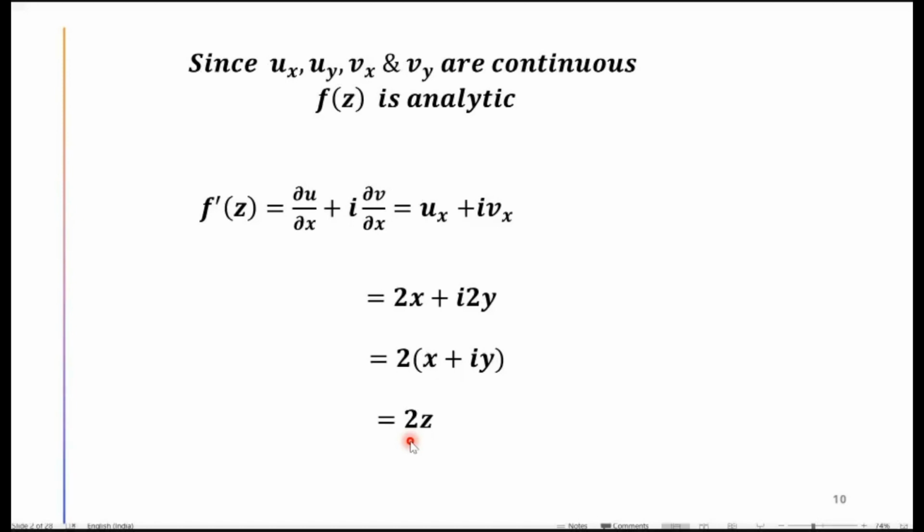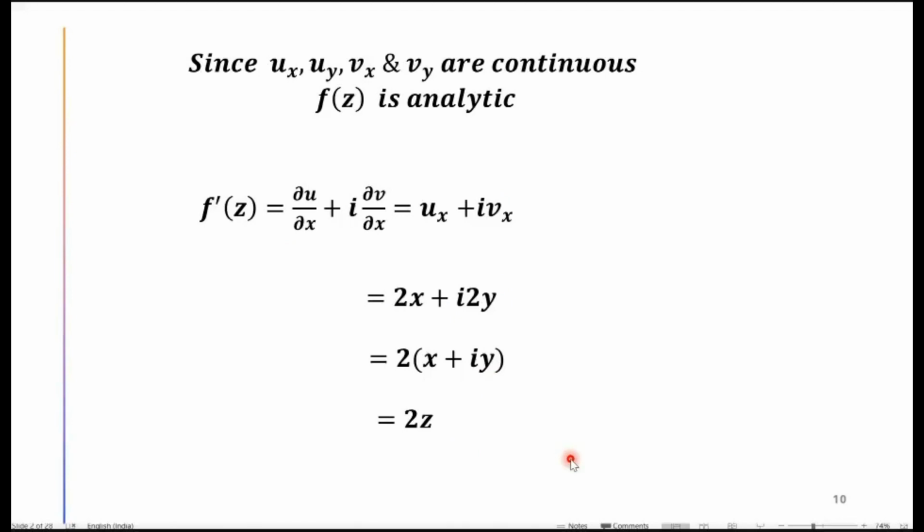ठीक है? That is the meaning of analytic function. And to prove that the function is analytic, we have to show that the CR equations are satisfied. And if the CR equations are satisfied, then automatically f dash of z, you will get the answer as normal derivative. अगर z square दिया है तो 2z, अगर z cube दिया है तो 3z square, ऐसा ही आंसर आएगा तुम्हारा. Okay, but you have to show it in this manner.